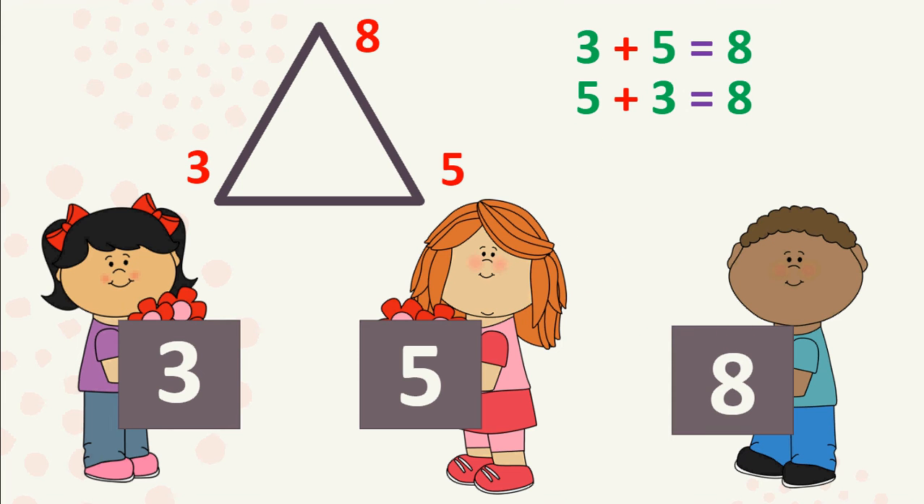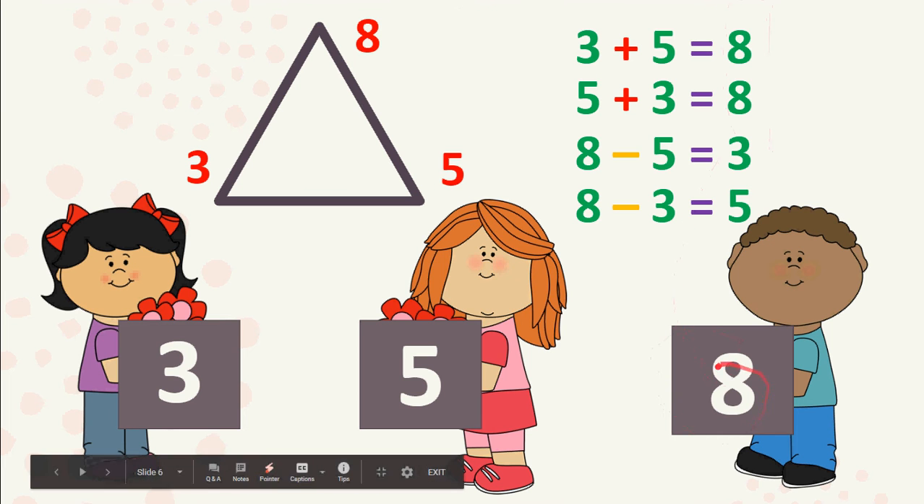Now remember, when we do subtraction sentences, we have to start with the sum of the addition sentence. So our first number would be 8 minus 5 equals 3, and 8 minus 3 equals 5. Guys, pay attention to all the numbers in these math sentences. They use only these numbers. I cannot add or take away these numbers. I'm only using these.